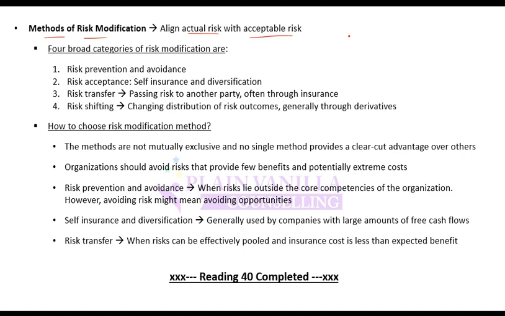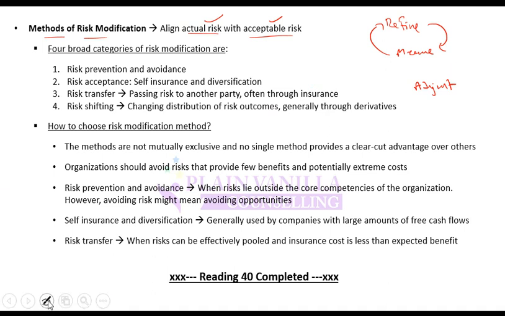So at the very start, we discussed that first you define risk, then you measure it, and then you adjust it. Adjusting means aligning defined risk with the measured risk. That is, the actual risk that you are taking should be aligned with the acceptable risk. If it is lower, you may need to increase it. If it is higher, then you may need to reduce it. So this is known as modification.